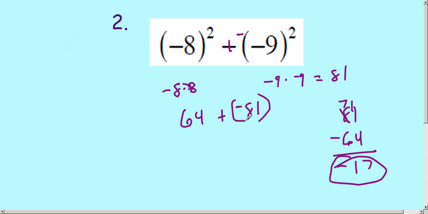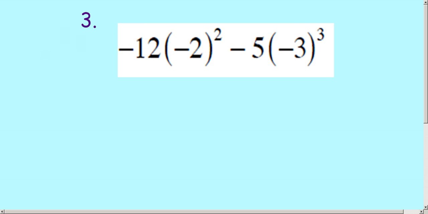Okay? We'll practice more like 2 in class. Number 3, we have negative 12 times negative 2 squared minus 5 times negative 3 to the 3rd power. Okay? Well, we're going to change this to adding its opposite.